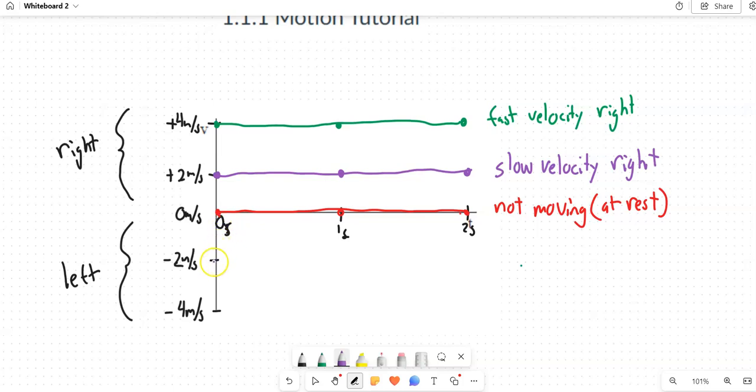If an object is moving to the left and slow, well, it's got a negative 2 meters per second at 0 seconds. It's traveling at negative 2 meters per second at the 1 second mark. And then it's still traveling to the left at 2 meters per second at 2 seconds. So that means it's traveling to the left the entire time. So it's a line below that horizontal axis, and it's in the negative portion of the graph that represents leftward velocities. Okay? So this is slow velocity to the left.